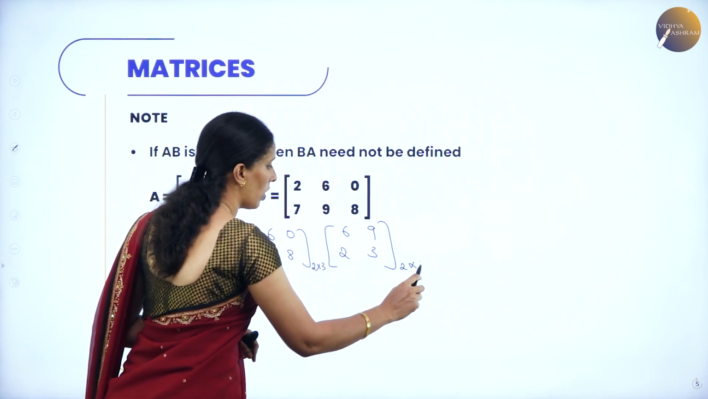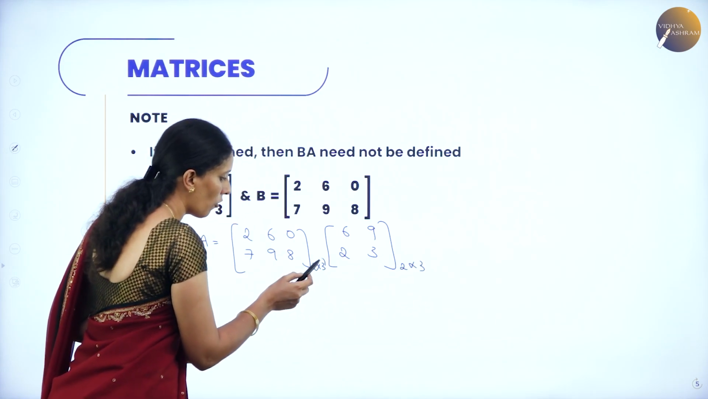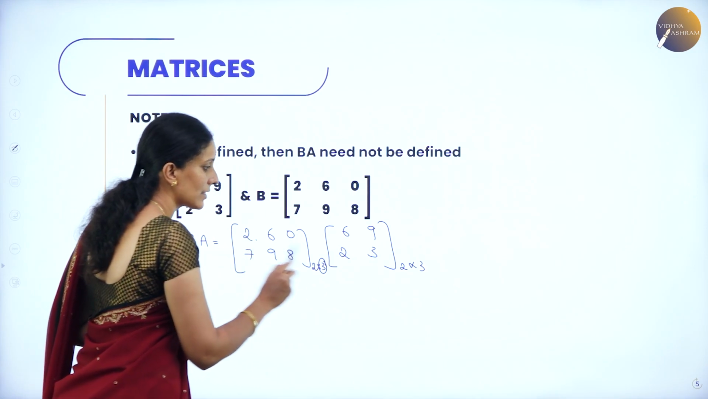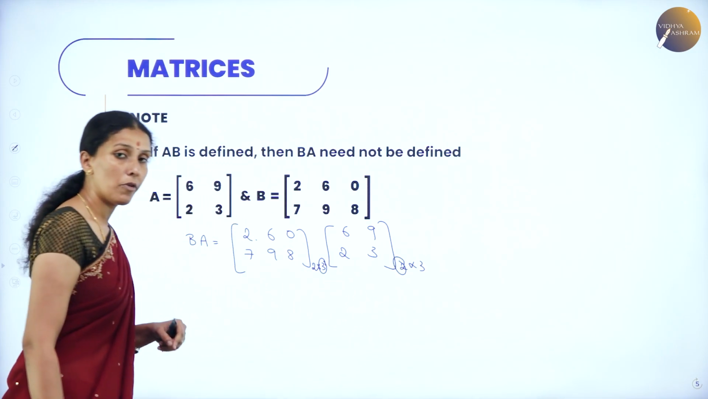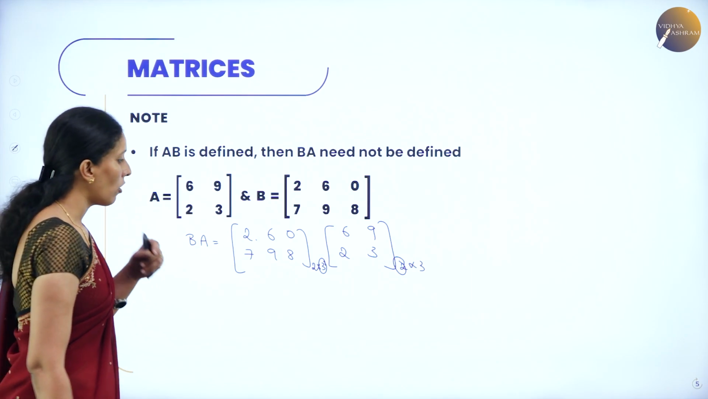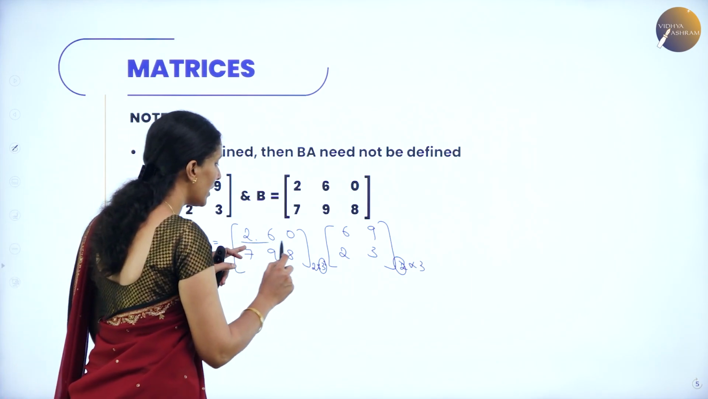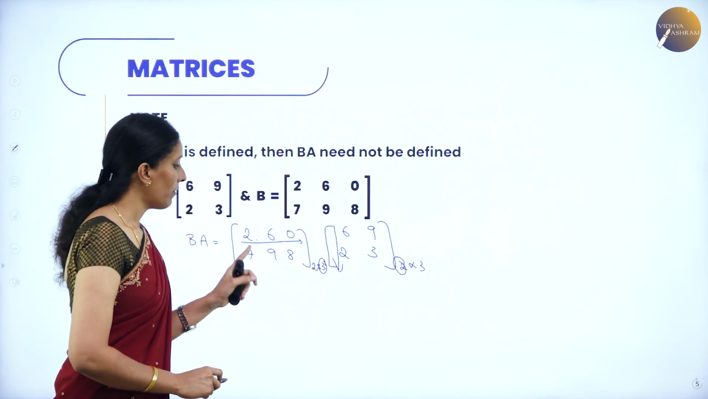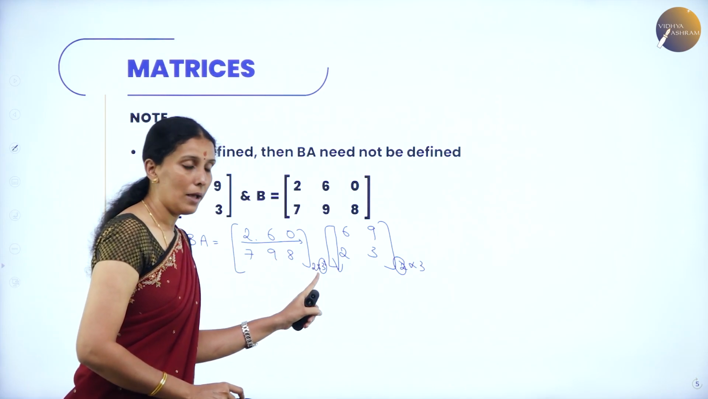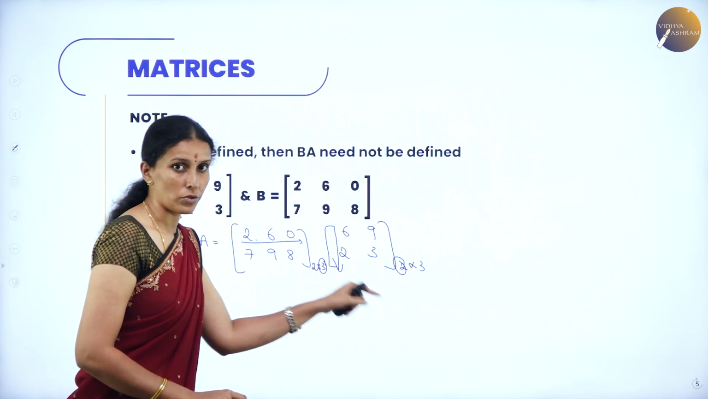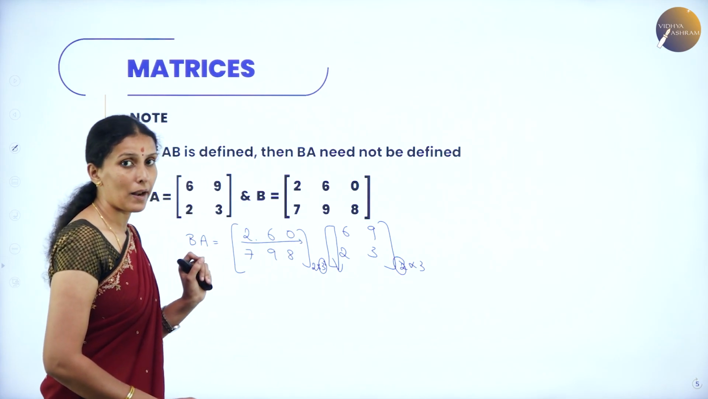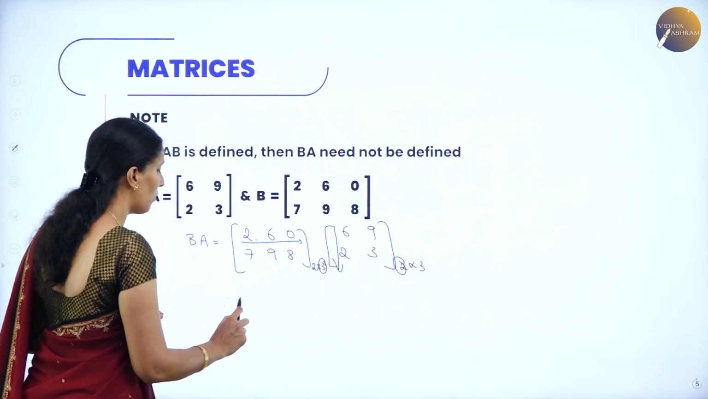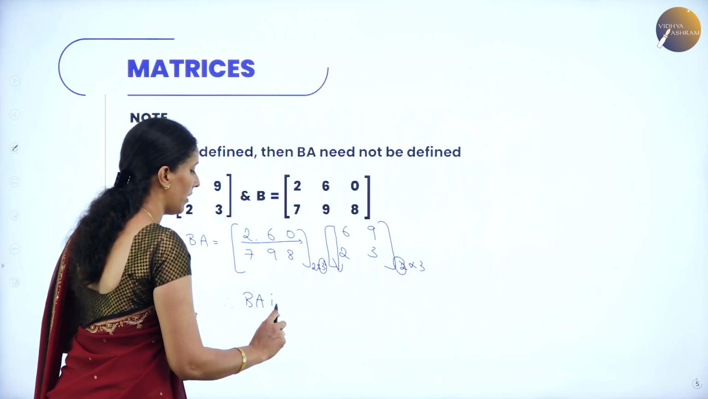2 rows, 2 columns. Clearly you can see the number of columns in this first matrix is not equal to the number of rows in the second matrix. And also you can see here you have 3 elements, but you don't have 3 elements to multiply down. So therefore, the number of columns is not equal to the number of rows, and hence we cannot multiply the matrices. So therefore, BA is not defined.